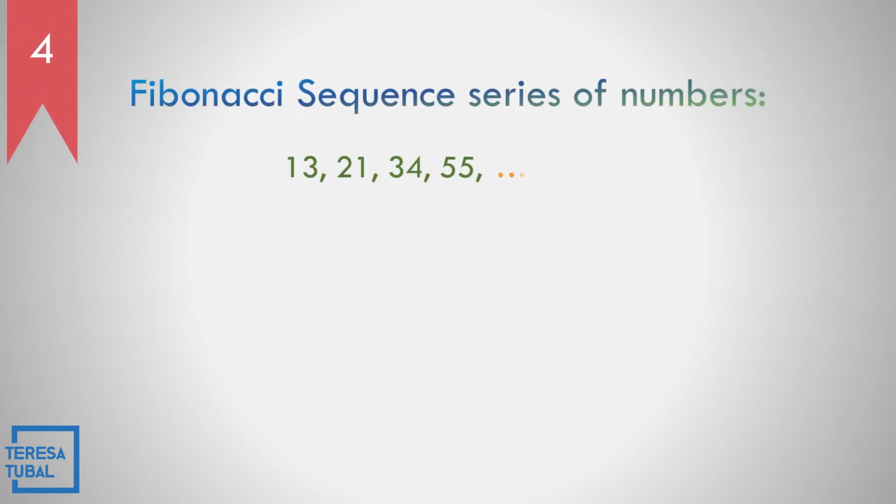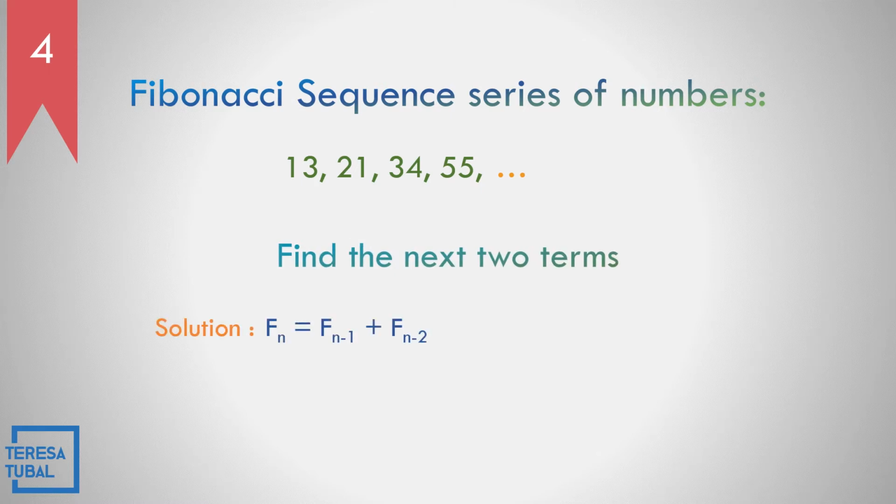In the given 13, 21, 34, and 55, what do you think are the next two terms? The rule is f sub n equals f sub n minus 1 plus f sub n minus 2. The unknown is the fifth term, f sub 5. The previous is f sub 4, which is 55, and the term before the previous is 34. So f sub 5 is equal to 55 plus 34, which is 89.